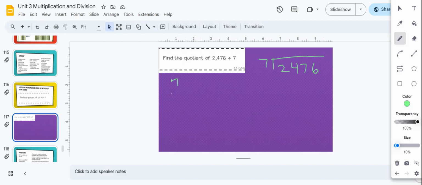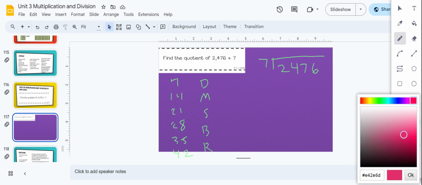So I'm going to say 7, 14, 21. Then I add 7 more to get to 28, and then 35. And we could keep going, 42. Okay. And my steps for standard algorithm are I need to divide, multiply, subtract, bring down, and repeat. And I just keep repeating those steps over and over again until I have no numbers left.